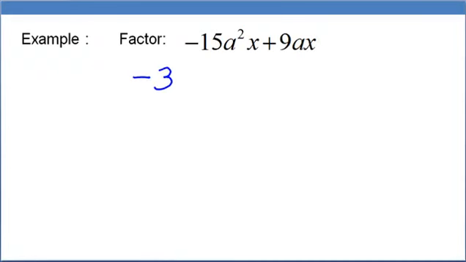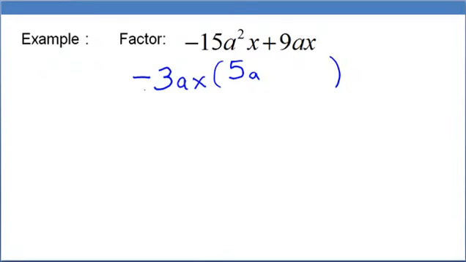For the a's, we have a in both. Go with the smallest, so we can take an a and we can take an x. That's our GCF. 1 set of parentheses. Inside, you're going to need 2 terms to get back there, and we'll be a little careful with the signs. So first of all, we have a negative 3. We want a negative 15. Multiply by 5. For your variables, you have 1 a outside. You want a squared, so you need another a. And you have the x on the outside.